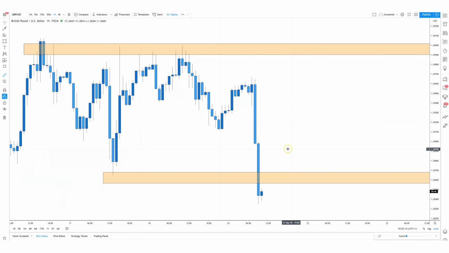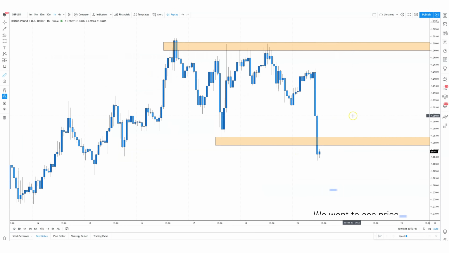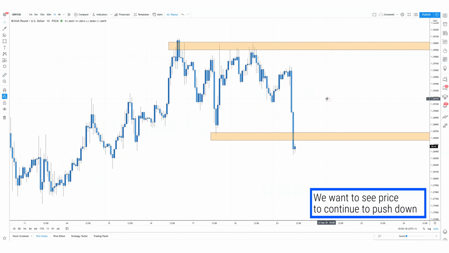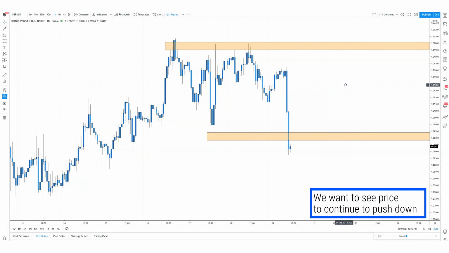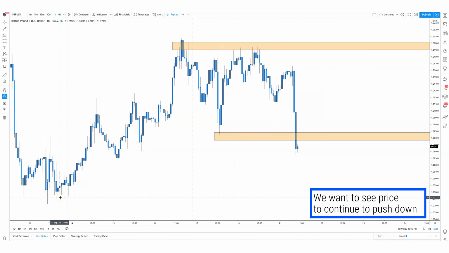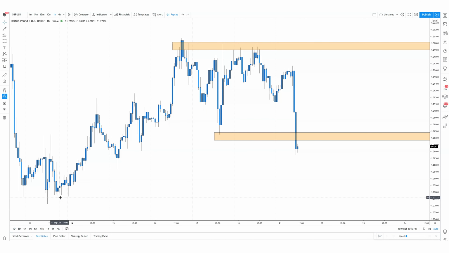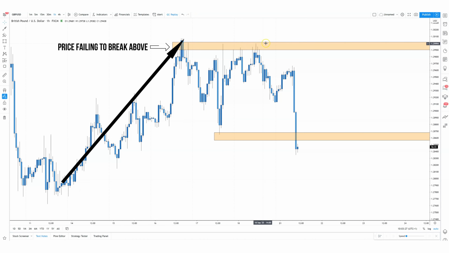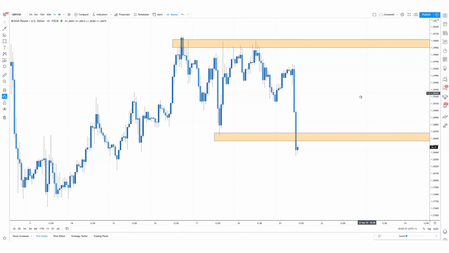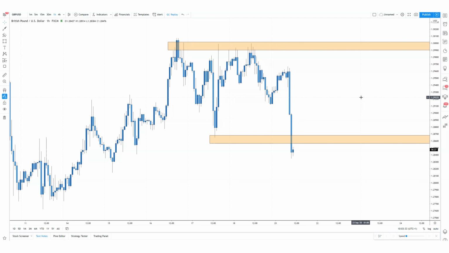GU, there's not much to talk about with this one. We said that we want to see price continue to push down. Again, same sort of principles. I'm just giving you so much information right now to be working with for the rest of the week. Trend up, price failing to break above structure. We were looking for that momentum shift. A lot of students took this sell on this market structure, and a lot of them took it differently.